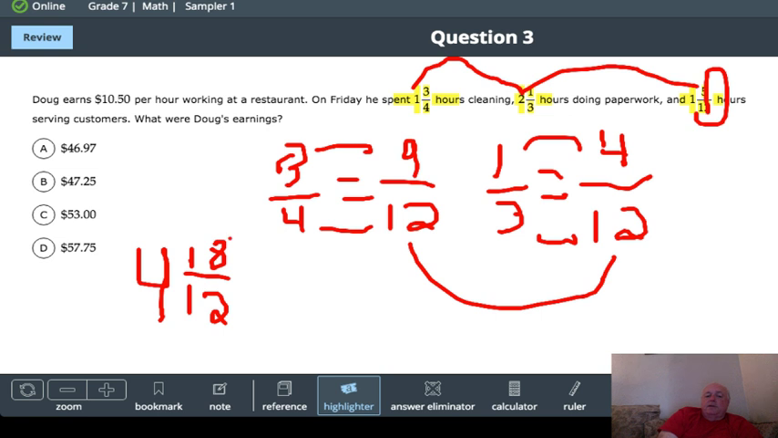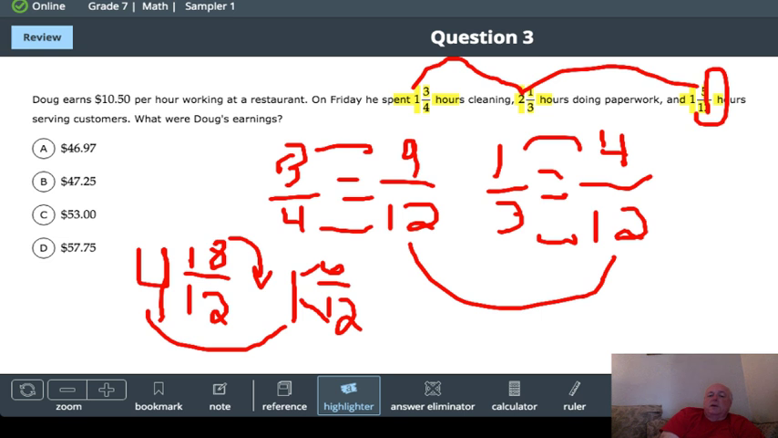So I'm going to get 18/12. Now 18/12 is the same as 1 and 6/12. So I have 4 plus 1 and 6/12, which gives us 5.5.